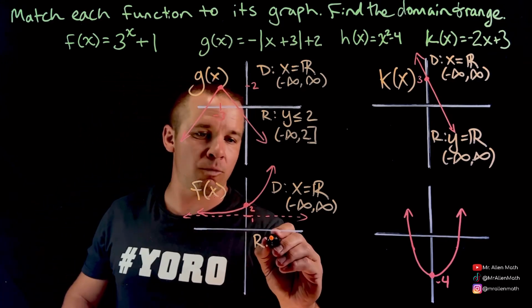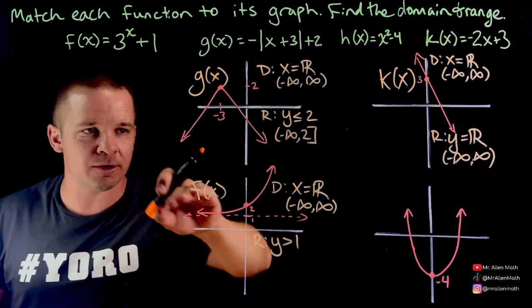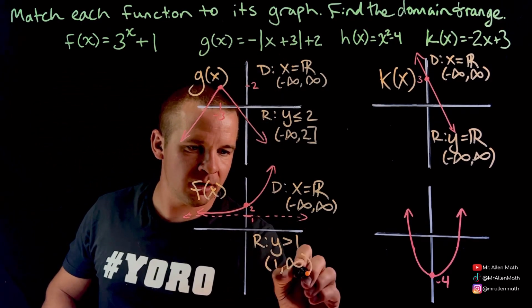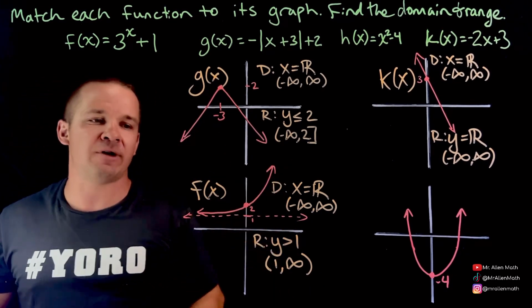So my range is y has to be greater than 1, not equal to 1. I can never get to 1. It's always going to be above 1, which can also be written as 1 to infinity. Again, parenthesis there because I'm not including the 1 as one of those values.